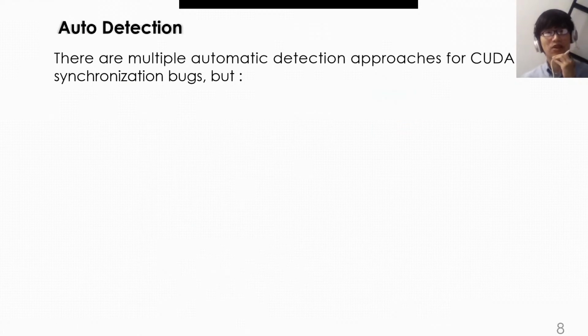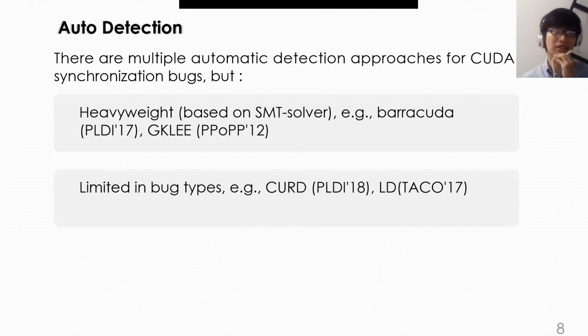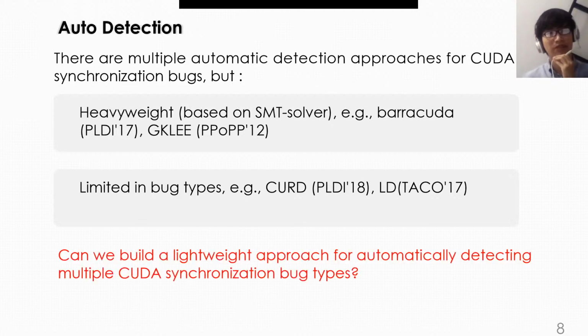There are multiple automatic detection approaches for CUDA synchronization bugs, but some of them are heavyweight, because they are based on an SMT solver and need devices to run, or they are limited in bug types. For example, they can only detect data races, or data races in shared memory. So can we build a lightweight approach for automatically detecting multiple CUDA synchronization bug types?